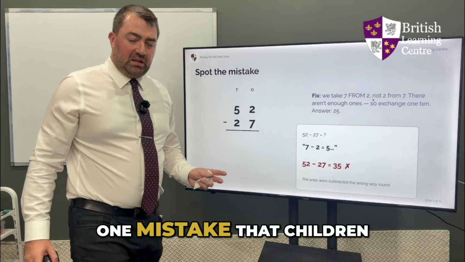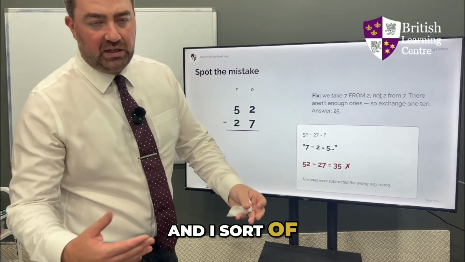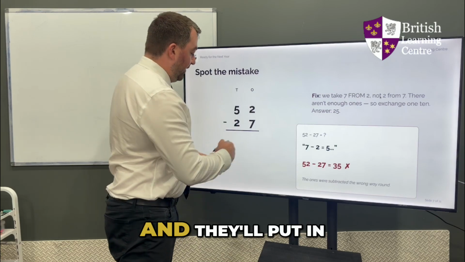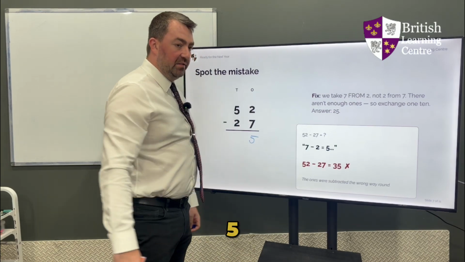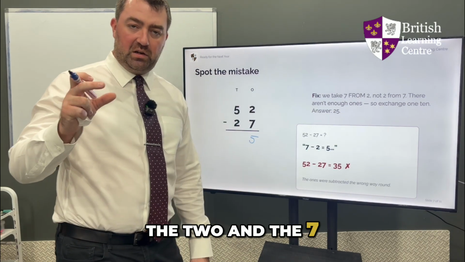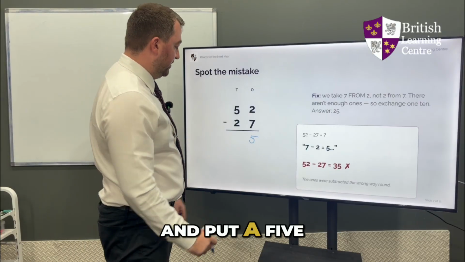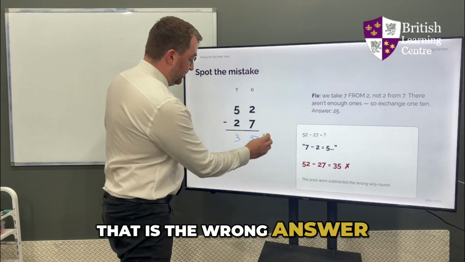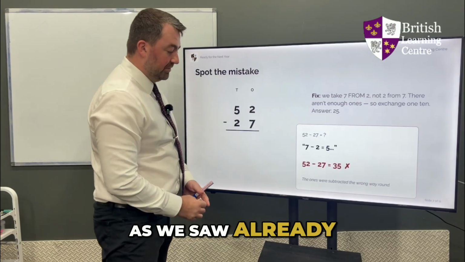One mistake that children can make, and I sort of alluded to it a moment ago, is they'll look at 2 take away 7 and they'll put in 5. They'll just look at the 2 and the 7, understand those relationships and put a 5 and then put a 3 in there. Of course, that is the wrong answer, as we saw already, okay?